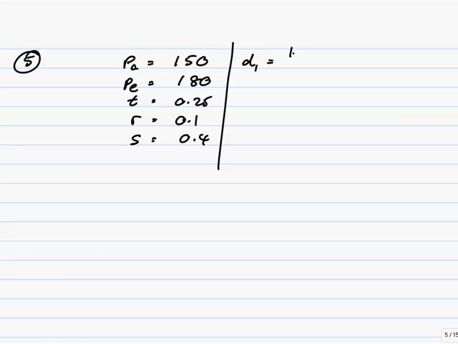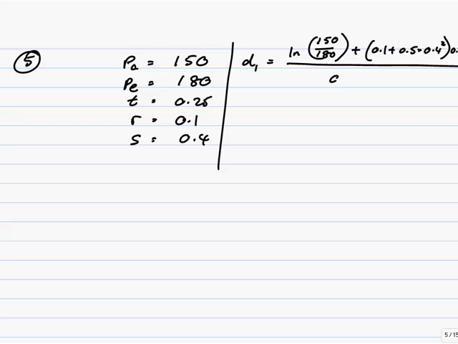D1, well, it's a log to the base e of PA 150 divided by PE 180 plus R 0.1 plus 0.5 times S squared, 0.4 squared, times T. T was 0.25, divided by S 0.4 times the square root of T, square root of 0.25.